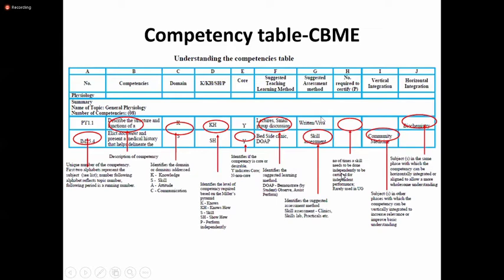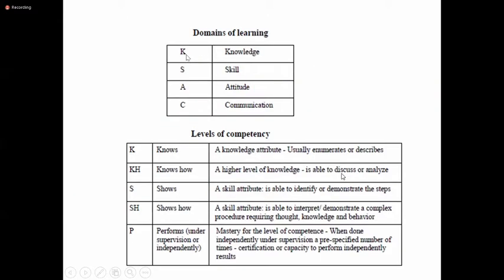Next is domain. In which domain this competency belongs to. According to the NMC and medical education, there are 4 domains. K stands for knowledge, S stands for skill, A stands for attitude, C stands for communication. So these are 4 domains of learning, and all the competencies belong to either one of these domains.